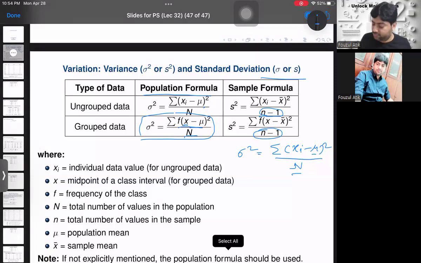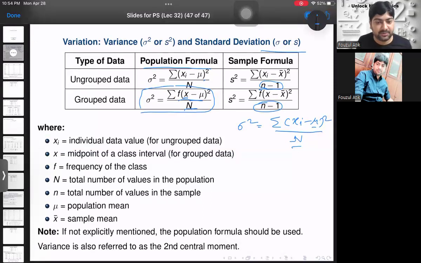Clear? So we'll discuss through some examples. If some data is given and you are asked to find the variance and the standard deviation, and nothing is mentioned explicitly, you consider it as population data and apply these formulas. Got it? Sometimes variance is also referred to as the second central moment. Now let us see one example.